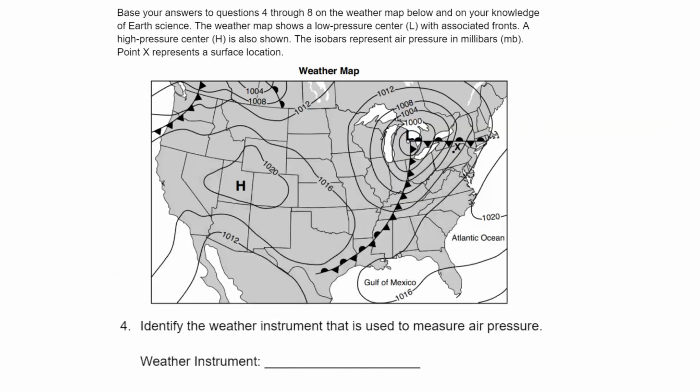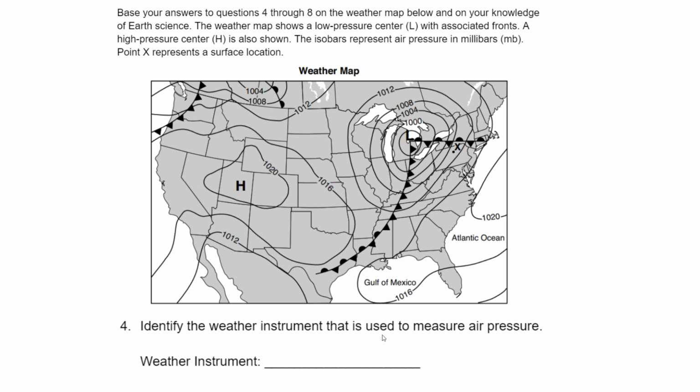So try number four. Base your answers to questions 4 through 8 on the weather map below and on your knowledge of Earth science. The weather map shows a low pressure center with associated fronts. The high pressure center is also shown. The isobars represent air pressure in millibars. Point X represents a surface location. So before you go through this, I want you to try 4 through 8 and then watch this video to check your answers.